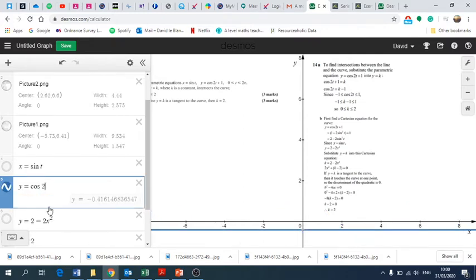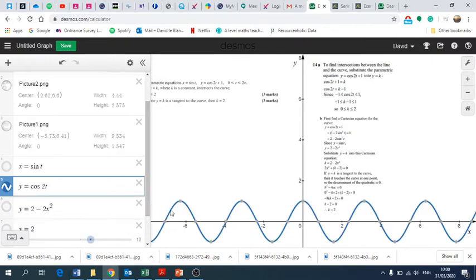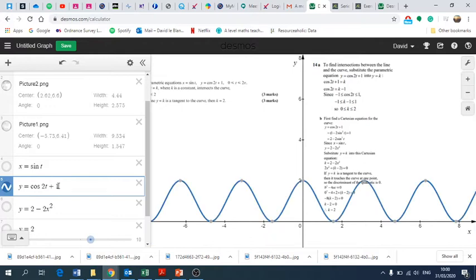If I make it 2t, then you could think about what that's going to look like. Well done if you decided it's going to look like that. It's going to be stretched by a factor of a half parallel to the x-axis, so effectively squashed in by a factor of 2. And what's going to happen if I add 1 to this? It's going to move up by 1. So I'll translate vertically upwards by 1. So that's what our y equals cos 2t plus 1 looks like.